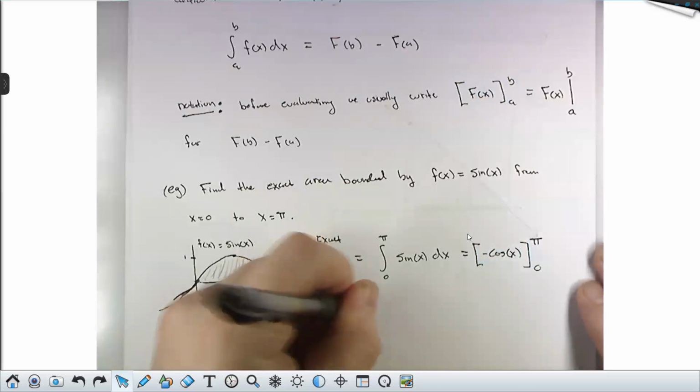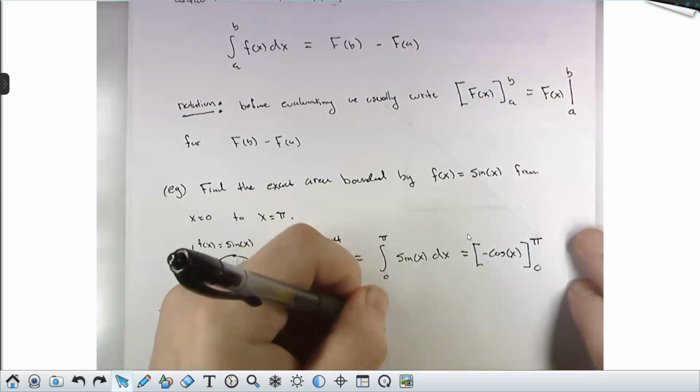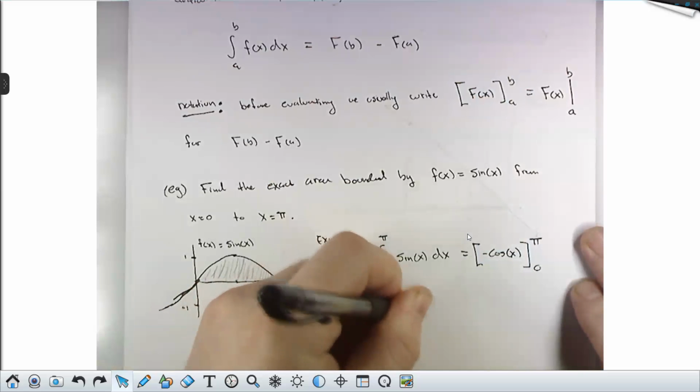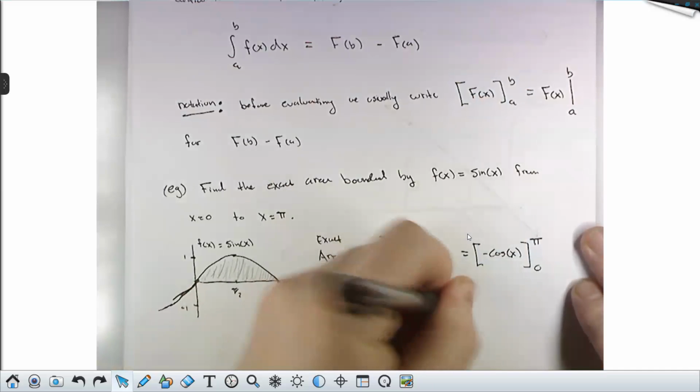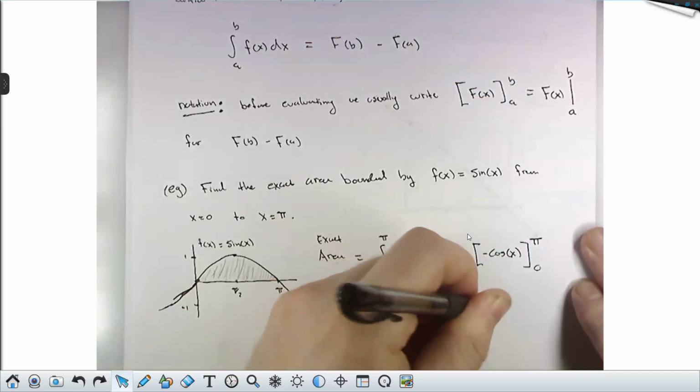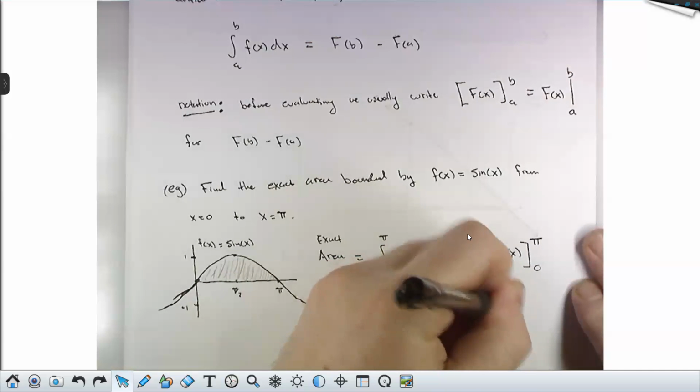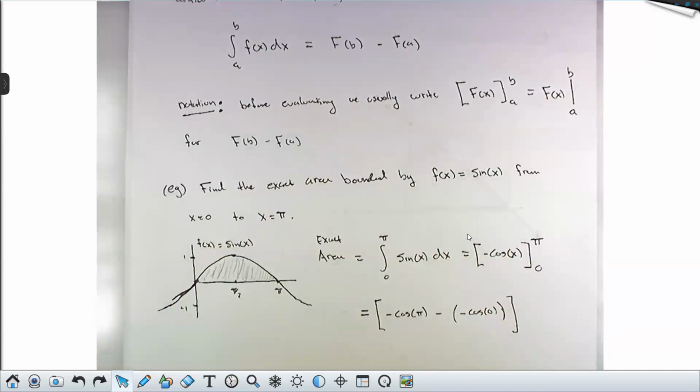And then what is that? Well, we plug in the upper bound. This is negative cos of pi minus negative cos of 0. So I'm just taking this thing, plugging in the upper bound, and then subtracting what I get when I take this thing and plug in the lower bound. Negative cos of x with pi plugged in minus negative cos of x with 0 plugged in. This minus comes from the theorem, right? It's built into the theorem.